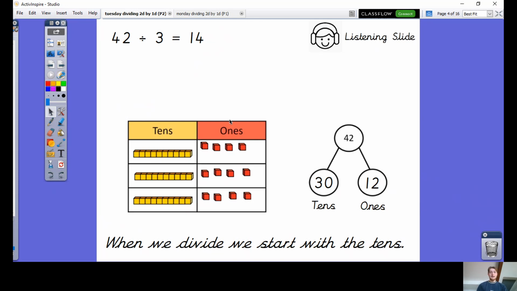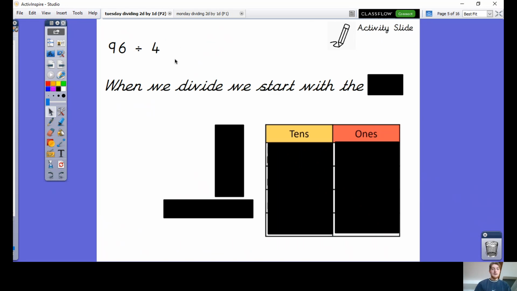Okay, right, now I've shown you how to do this. I would like you to have a go at doing one yourself. So here I have a number sentence, 96 divided by 4. I would like you firstly, in your maths book, just to write the STEM sentence just underneath your date and learning objective. So, when we divide, we start with the, and I would like you to finish the sentence. Remember my STEM sentence last time, it's the same as that. So fill in the blank, and then I would like you to answer this question using the Dienes here and our place value chart. So draw out the place value chart, draw the Dienes. Remember, we might need to exchange. So have a go. Pause the video and do that now.